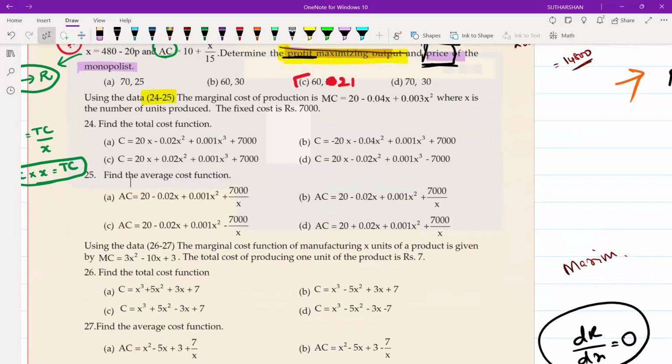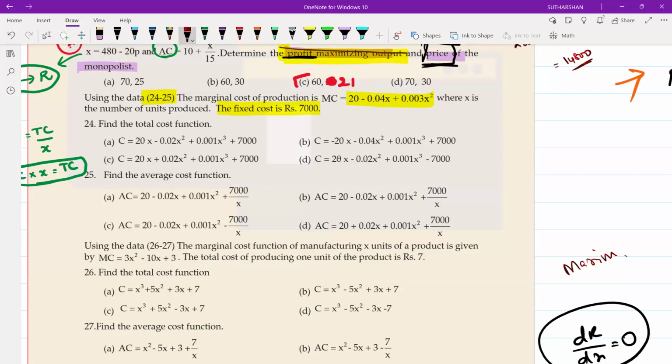Using the data for 24 to 25, the marginal cost of production is MC is equal to 20 minus 0.04x plus 0.003x square, where x is the number of units produced. The fixed cost is rupees 7,000. Find the total cost function. They are asking you to find the total cost function. Shall we do it simply? They have given the marginal cost. We need to go for an integration part.